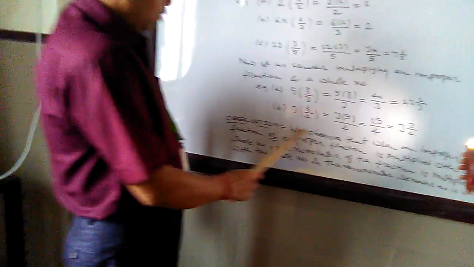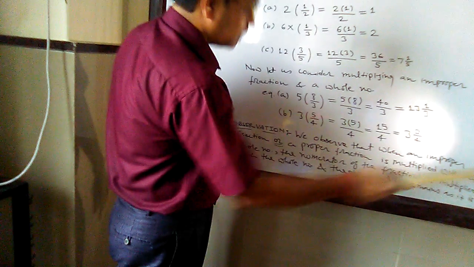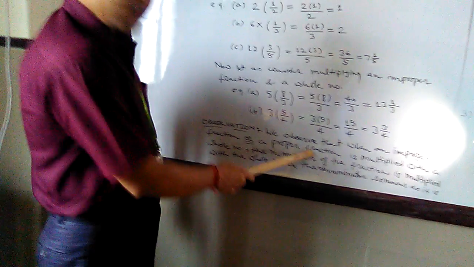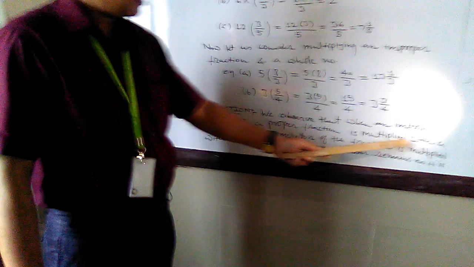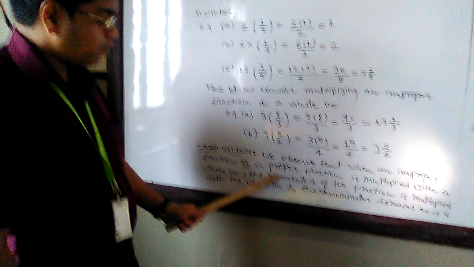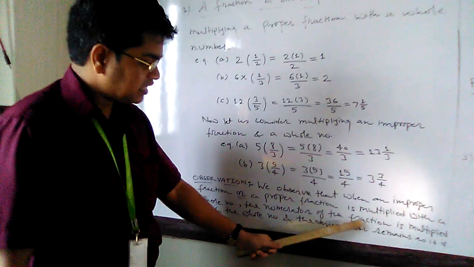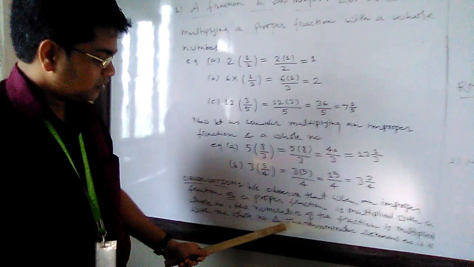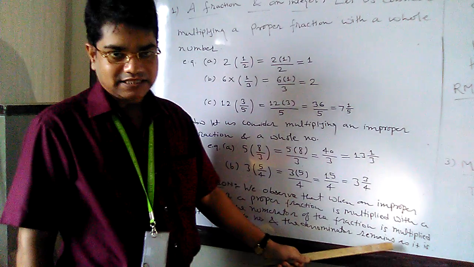I repeat, we observe that when an improper fraction or a proper fraction is multiplied with a whole number, the numerator of the fraction is multiplied with the whole number, and the denominator remains as it is.